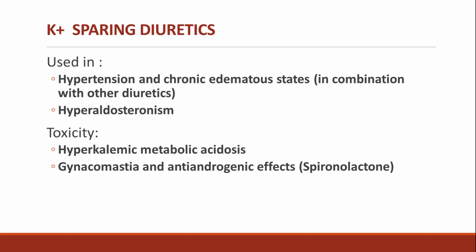Amiloride is useful in lithium-induced nephrogenic diabetes insipidus because it reduces lithium entry into collecting duct cells. These drugs may cause hyperkalemia, particularly when combined with ACE inhibitors. Triamterene may cause kidney stone formation and megaloblastic anemia.